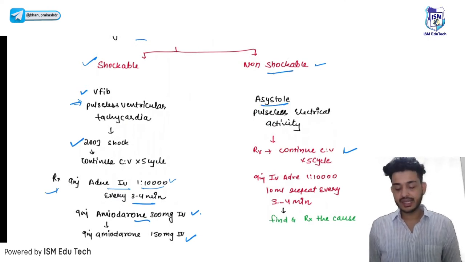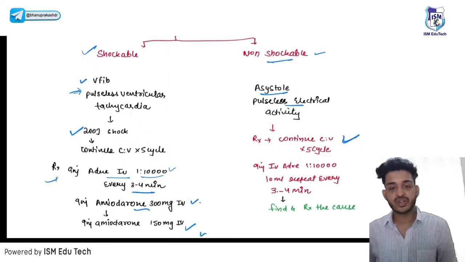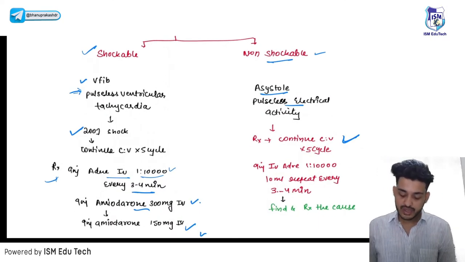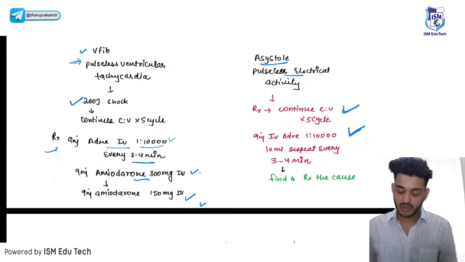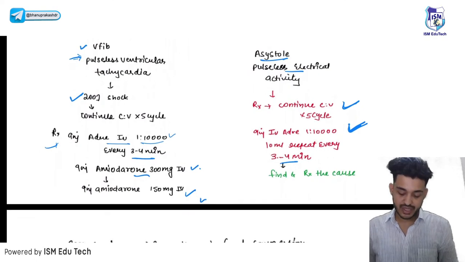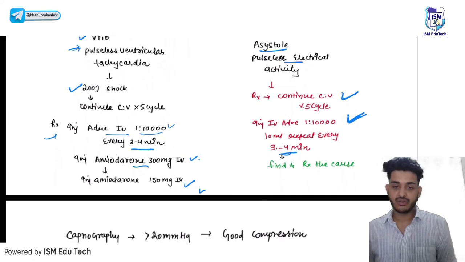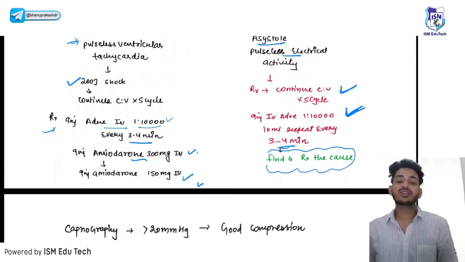For pulseless electrical activity, we need to continue the chest compression, and along with that we will be adding injection adrenaline in same dose and 10 ml. We need to repeat it every 3 to 4 minutes. Okay, and for asystole we need to find the cause.